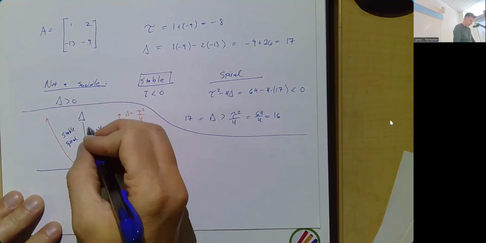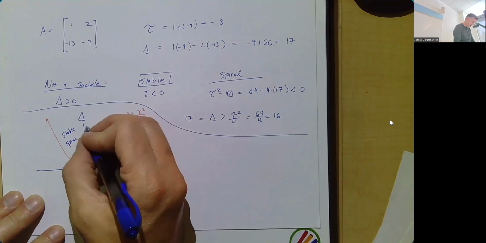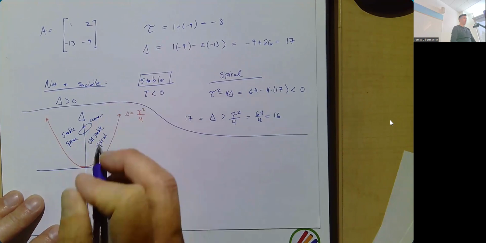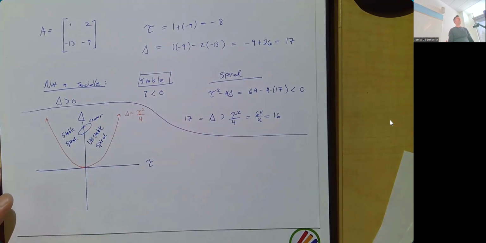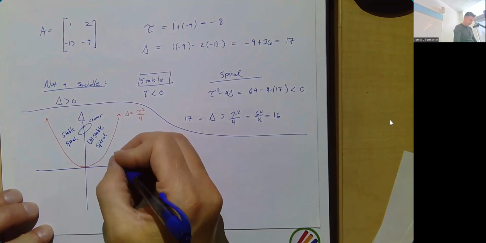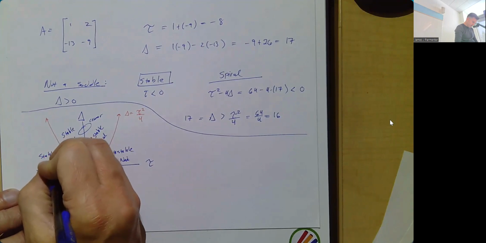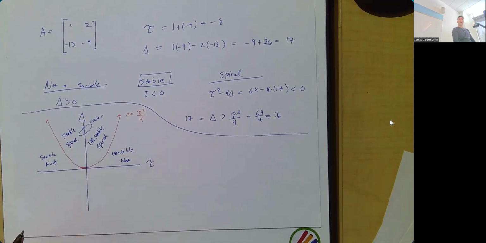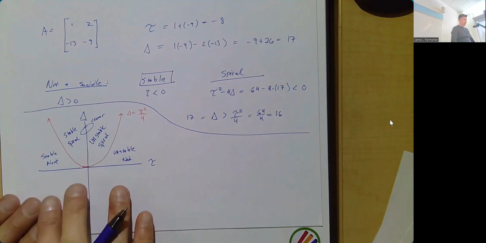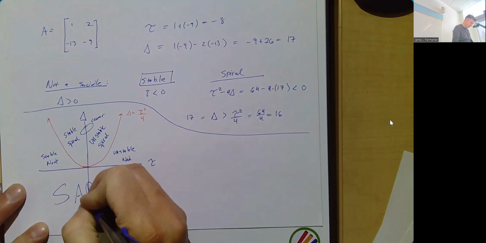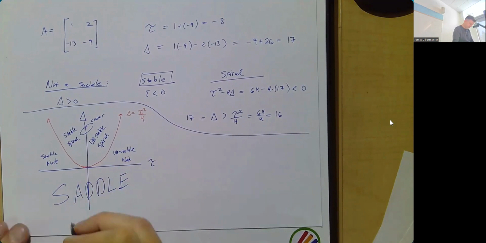And then right in the middle here, if you happen to have a 0 trace, you have a center or a neutral spiral. And then down here, we have our unstable node or our stable node. Again, notice on the left where tau is negative, we have stability. On the right where tau is positive, we have instability. And then finally, down here in no man's land, we have saddles. Saddle land.